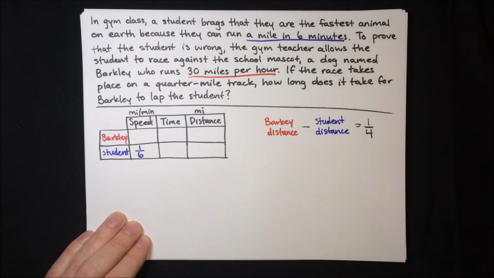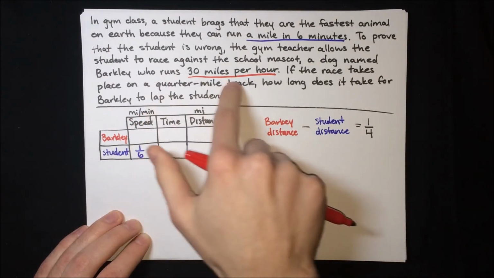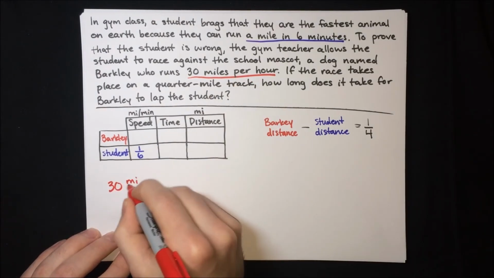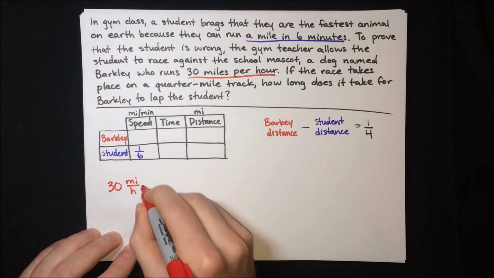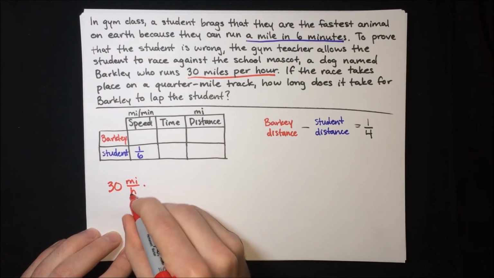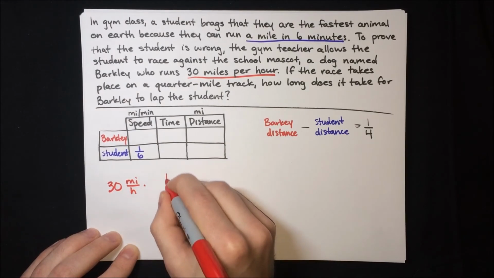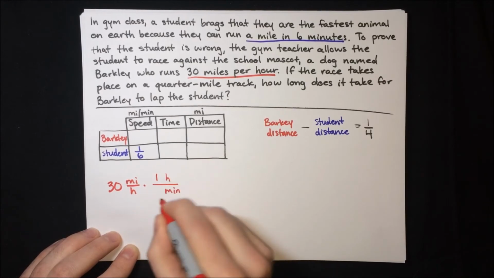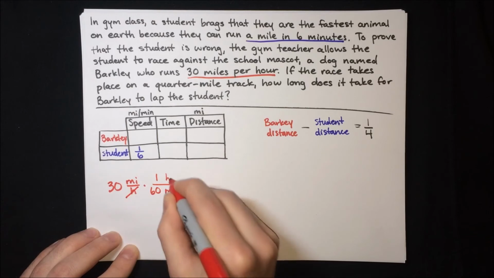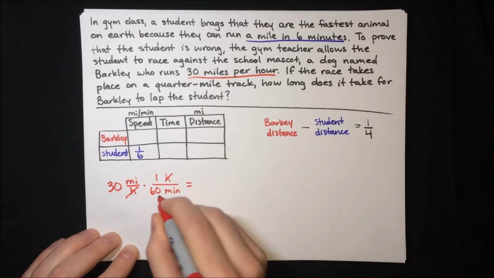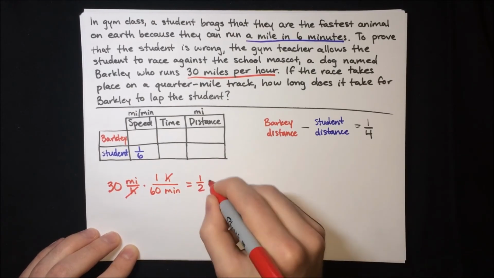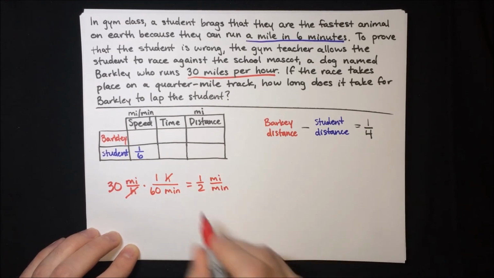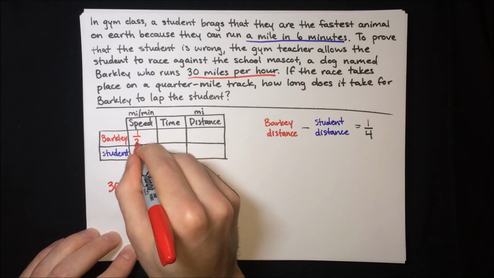And then to convert Barkley's speed to miles per minute, we'll start out with 30 miles per hour, and then times, we want to get rid of that hours, turn it into minutes, so we've got to multiply by hours over minutes, and in 1 hour there's 60 minutes. That way we've got 30 over 60, which is 1/2 mile per minute. So let's fill our table with 1/2.